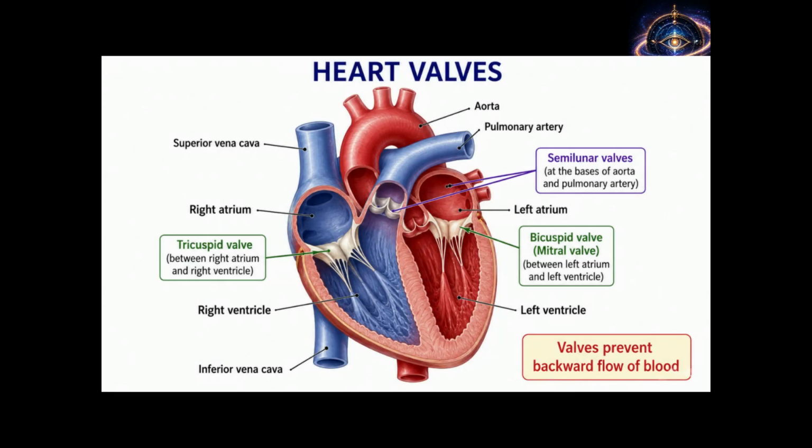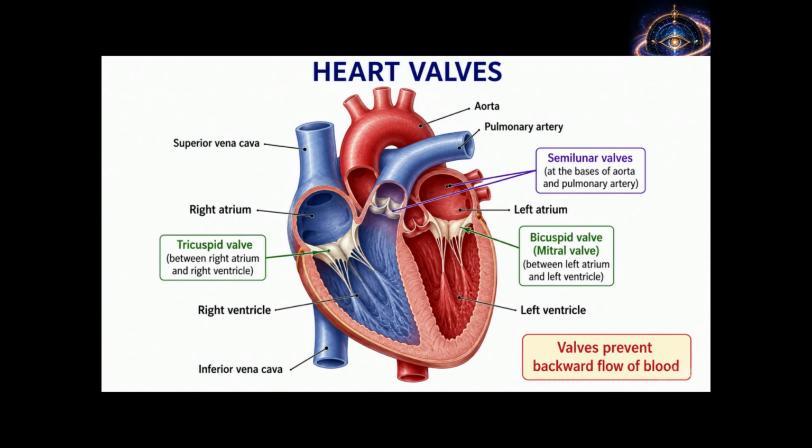15. Valves of the heart. Valves allow blood to flow only in one direction and prevent backflow. Important valves. Tricuspid valve, between right atrium and right ventricle. Bicuspid or mitral valve, between left atrium and left ventricle. Semilunar valves, present at openings of pulmonary artery and aorta. Real-life example. Valves are like one-way doors. They allow movement only in one direction.